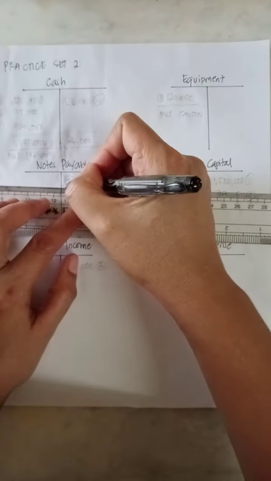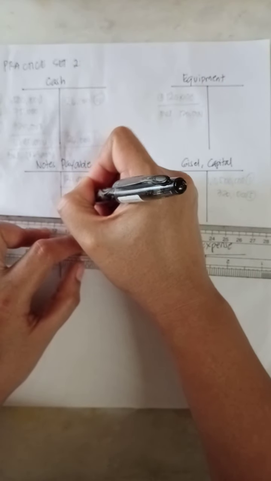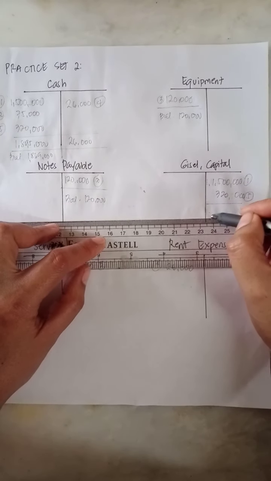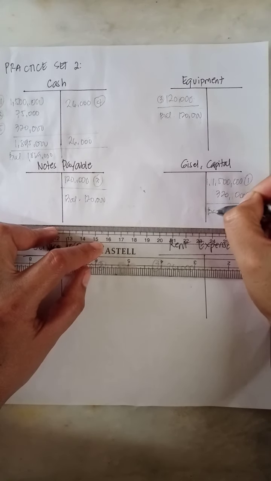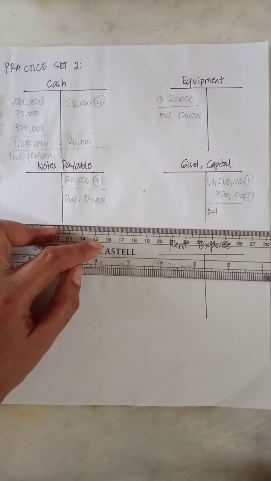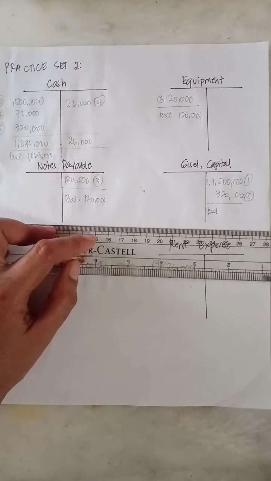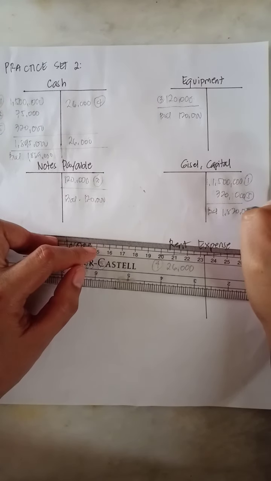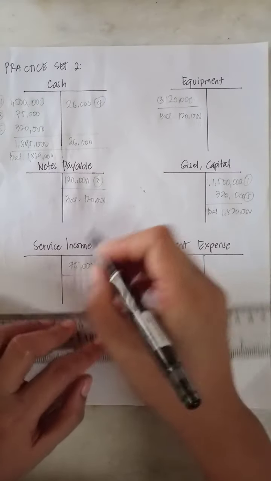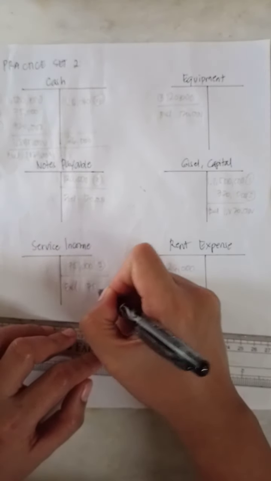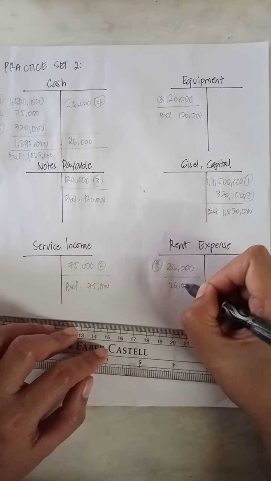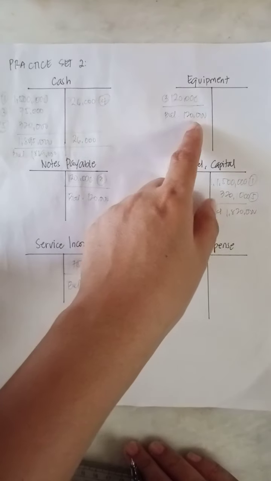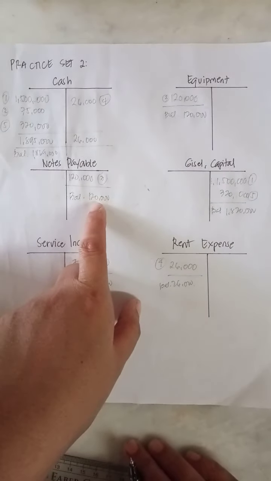120,000. For notes payable, the balance is 120,000. For the capital account, the balance is, you add 1.5 million plus 320,000. So we have 1,820,000. The balance for the service income is 75,000. For the expense is 26,000. Take note that the normal balance for cash is debit, for equipment, debit, for notes payable, credit.